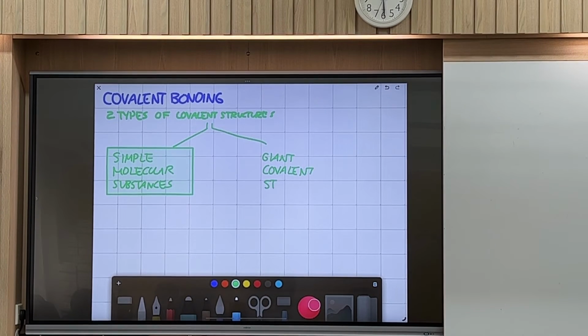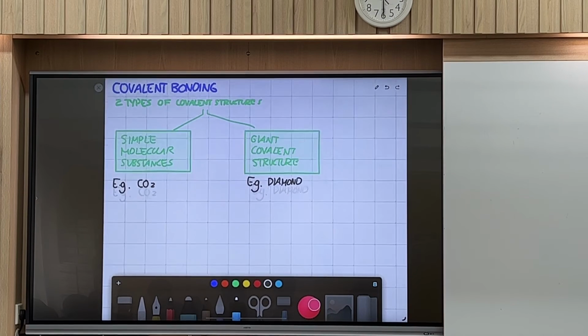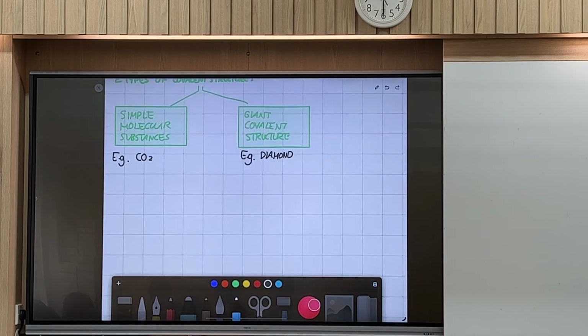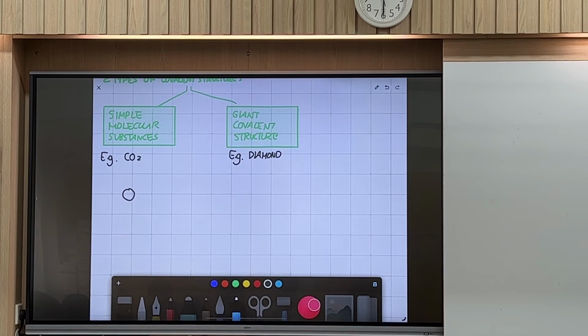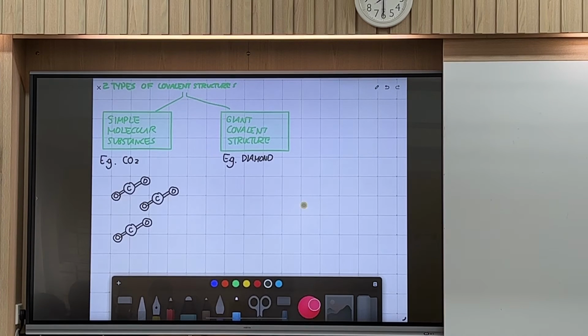Let me show you the difference between them with an example. Carbon dioxide is a simple molecular substance, and diamond is a giant covalent structure. Tell me what you notice when I complete the following diagram here. You have C, and then O, and then O. Just draw two or three of them. This is what a CO2 molecule looks like.